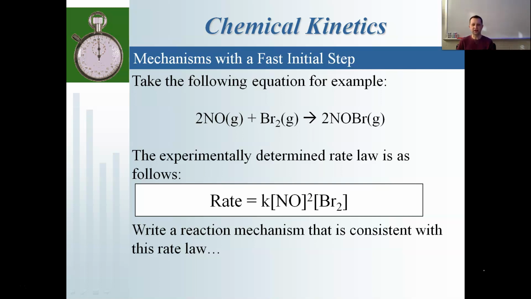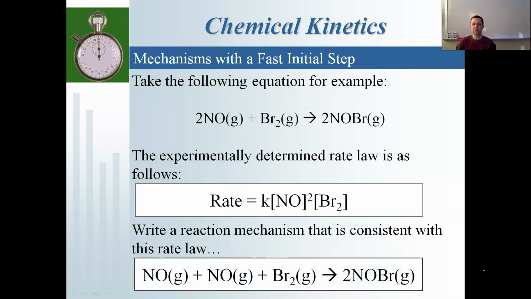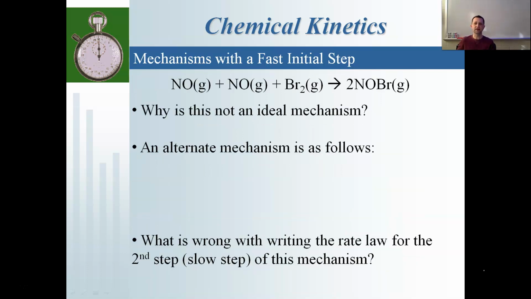It says write a reaction mechanism that is consistent with this rate law. So if the rate law looks like that, we have to write a reaction mechanism based off of that. We want to have two NO molecules and a Br2 molecule colliding. So it's really what we have in our first equation. I am just separating the two NO into NO plus NO. All right? So we get NO plus NO plus Br2 yields 2NOBr in this case. So let's go into this a little bit deeper on the next slide here.